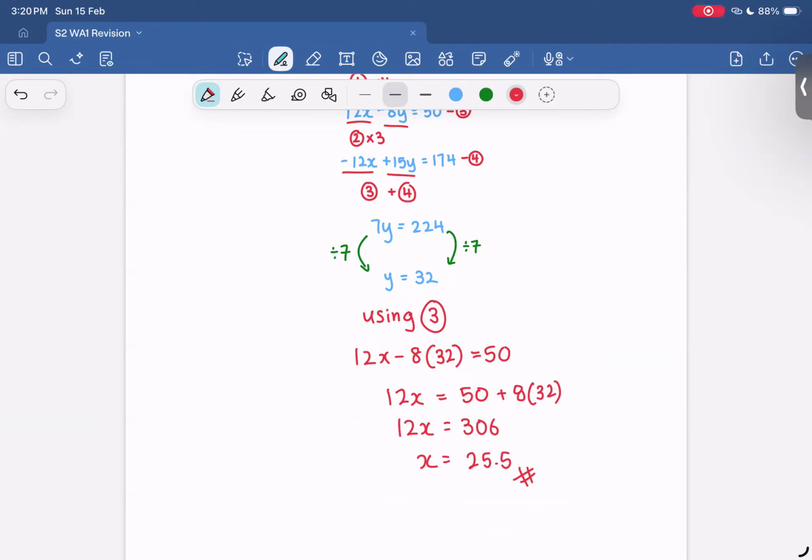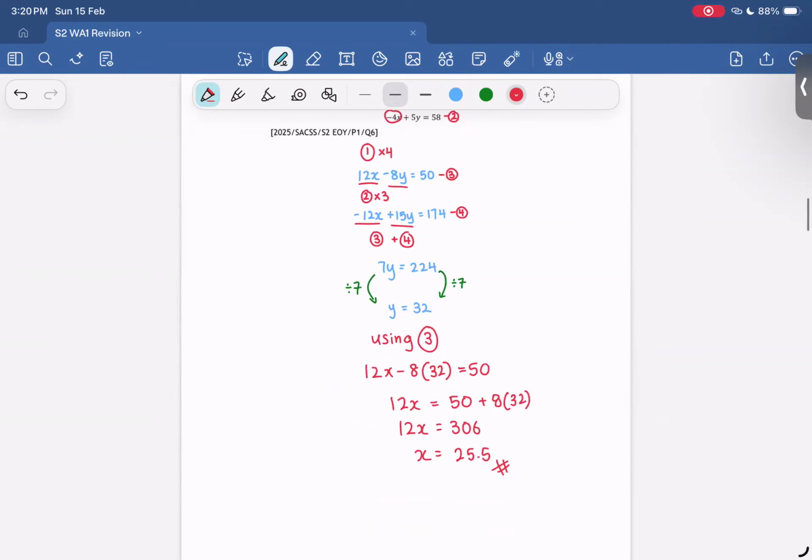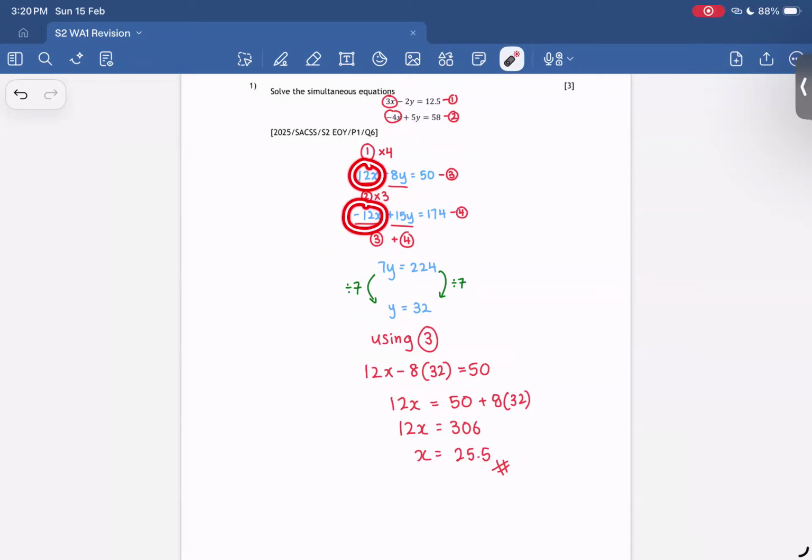So the elimination method, I would say, is a bit straightforward because you can just make two of the numbers look the same and then you find a way to get rid of that variable. So what we did here was we got rid of the x. When I take 12 plus negative 12, it equals 0.